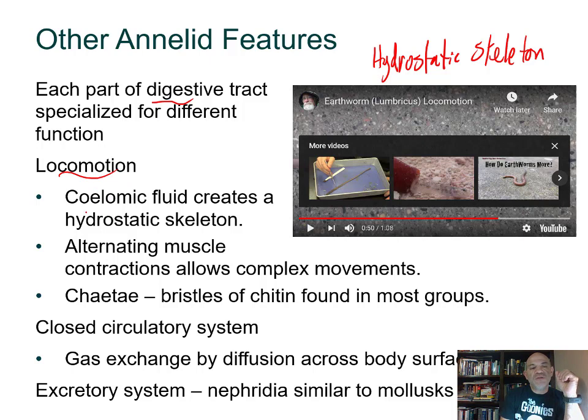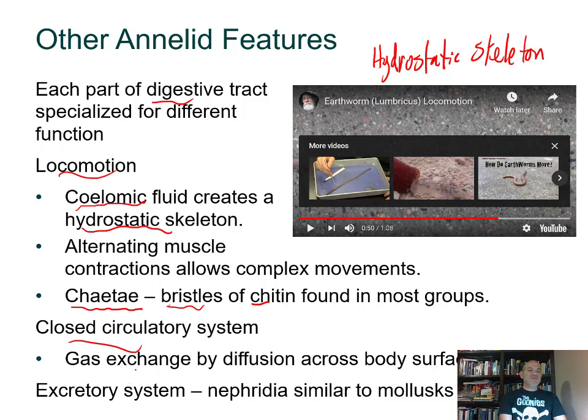So for locomotion, their coelomic fluid I mentioned serves as a hydrostatic skeleton, and they alternate contractions between those circular and longitudinal muscles, and that gets that movement overall. They're going to have these bristle-like or hair-like structures made of chitin that extend from the body. In some, they're very obvious. In the earthworms, you have to actually touch them to feel them, but they're called chetae, or cheta, singular.